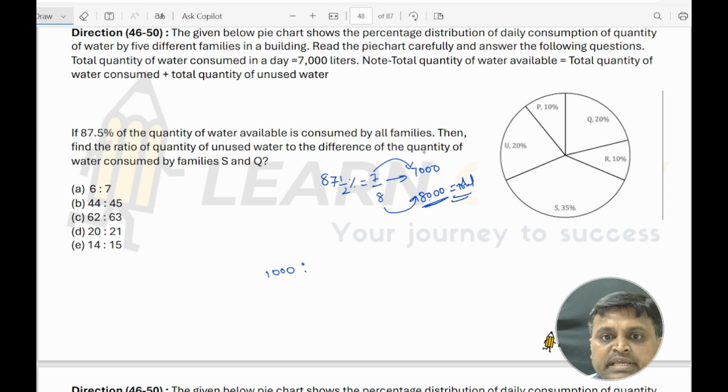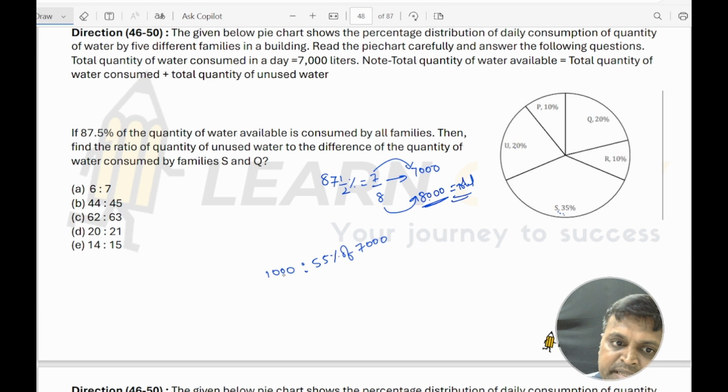The difference of the quantity of water consumed by families S and Q. Families S and Q, how much? S and Q, 35 plus 20, how much? 55%. Am I correct or not? It is 55% of 7,000.